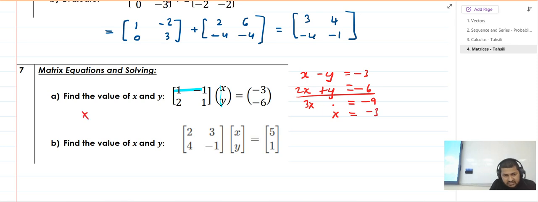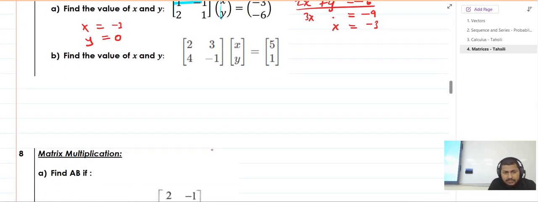So what's the answer for x? Negative 3. So what's the value for y? If I put negative 3 inside here and take it over, I'll get 0. So y is equal to 0. y is 0 and x is negative 3. I hope you understood that, guys.